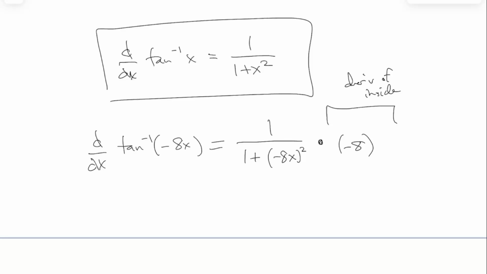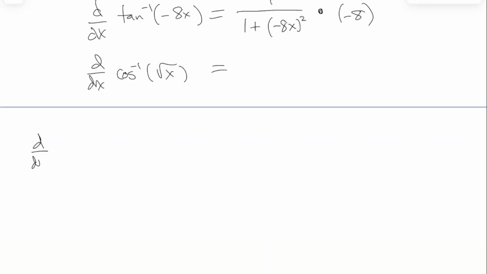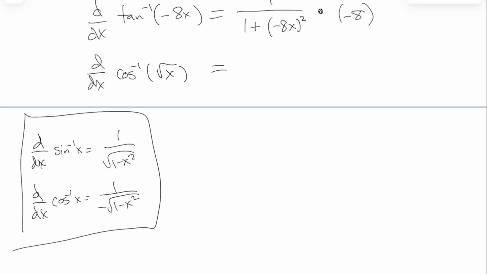How about, let's do another one. How about derivative of inverse cosine of root x? I hope you remember the formula. We'll just write them again. The derivative of inverse sine is 1 over square root 1 minus x squared, and the cosine is the same, but it's negative. So can we do the one I set up there? Cosine inverse of root x. We should plug directly into the formula in the box with root x instead of x. So this becomes 1 over minus root 1 minus root x squared, like that.